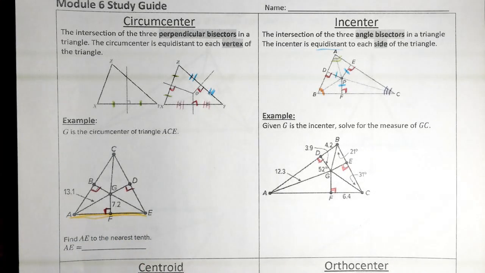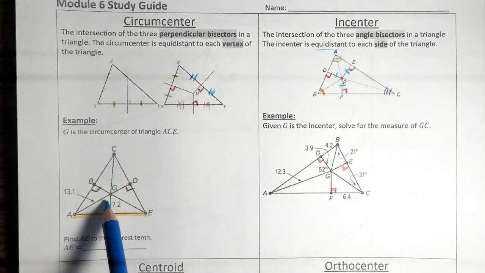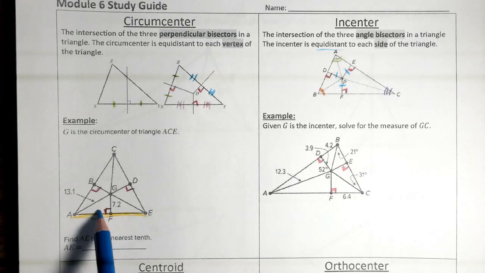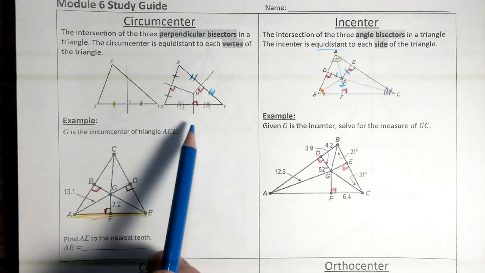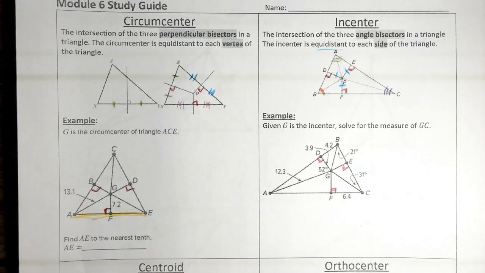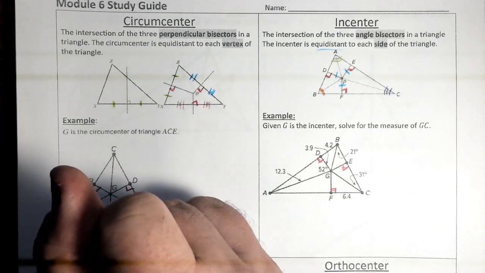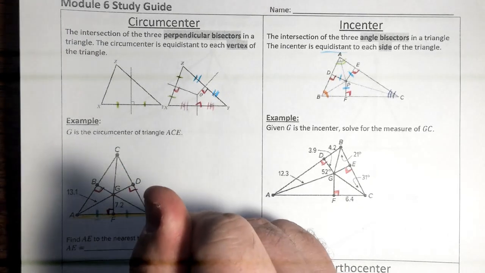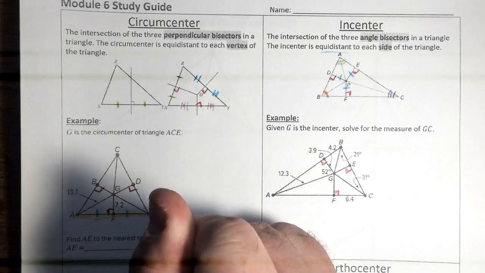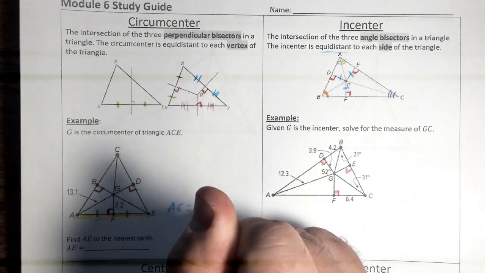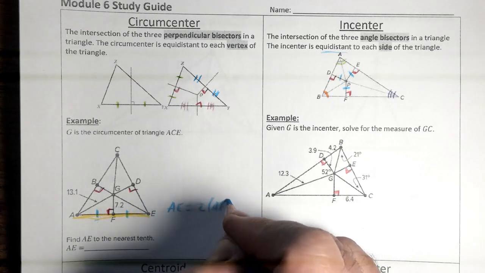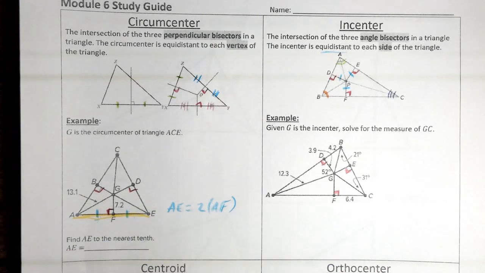So the way we're going to find that whole line is we're going to use the Pythagorean theorem here to get this side. And because this is the circumcenter, that means these two sides are congruent. So when we find one, AE, the whole line, is going to be 2 times AF, because both sides are congruent. So we've got to do that.